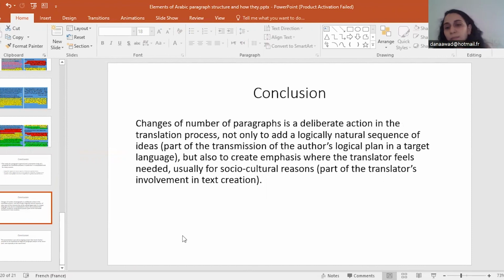So it is a deliberate action in the translation process, not only to add a logically natural sequence of ideas, which is part of the transmission of the author's logical plan in a target language, but also to create emphasis where the translator feels needed, usually for sociocultural reasons, which is part of the translator's involvement in text creation.